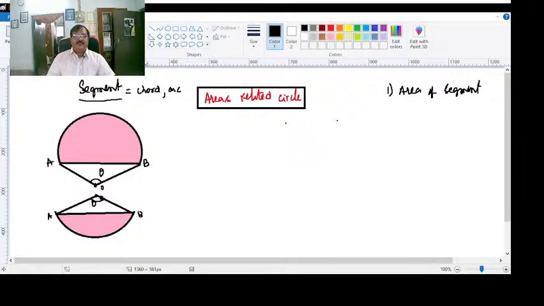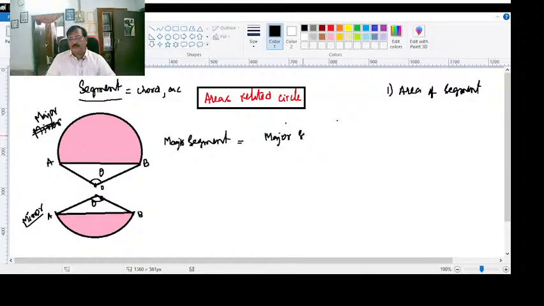So now this segment contains a major segment and a minor segment. Let us say the big one is the major segment, and this is the minor segment. It also depends on theta. Now, major segment is nothing but major sector minus triangle AOB.